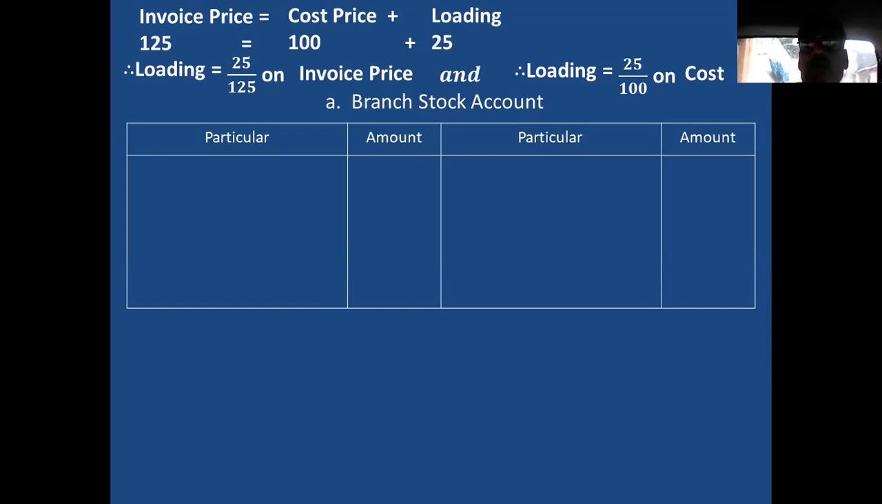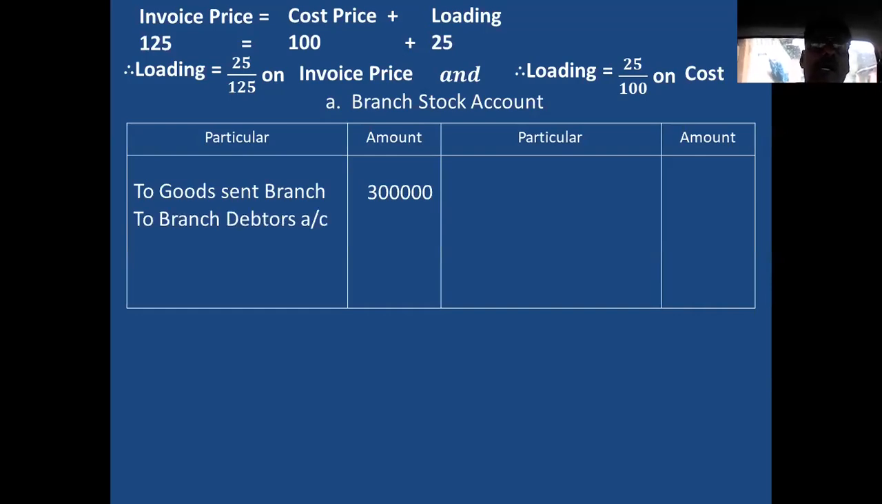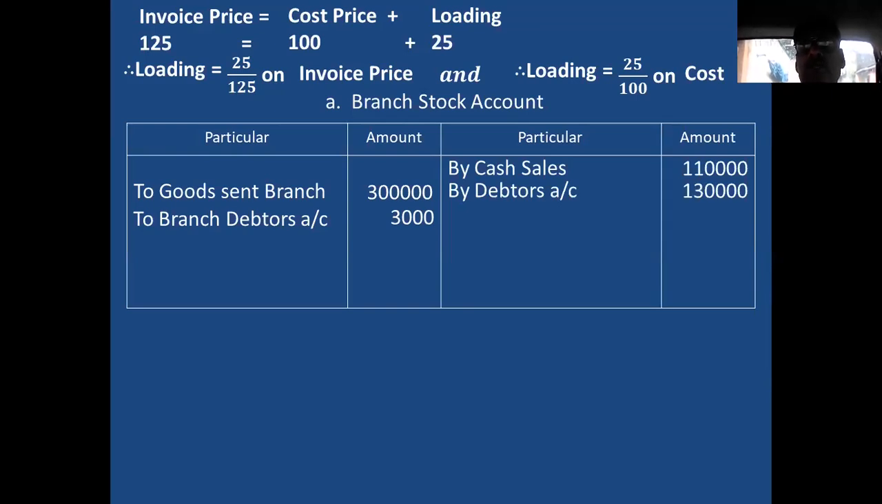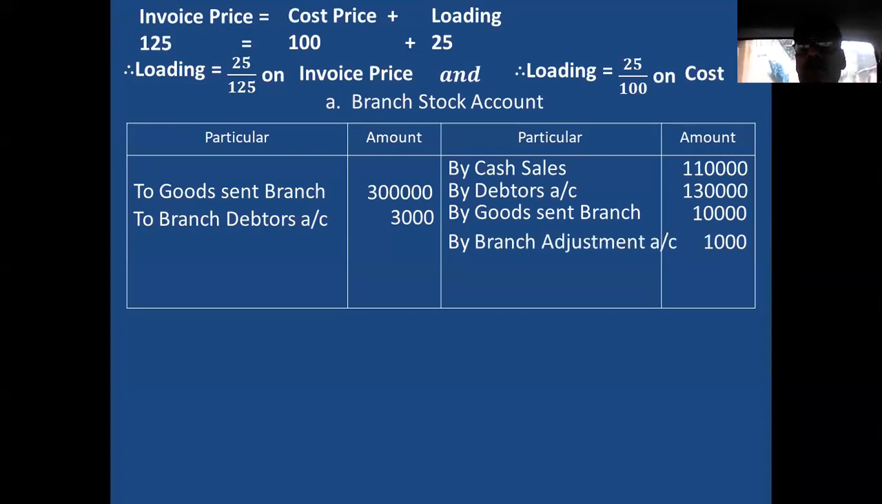In the branch stock account, there are only two items on the debit side: to goods sent to branch is 3 lakh, and returned by customer, sales return, is 3,000. Then come to the credit side. By cash sale 1,10,000. Credit sale is recorded as by debtors account, that is 1,30,000. Cash sale and credit sale are completed. Third is return to head office, 10,000. Then fourth is branch adjustment account deficit, which you write here, that is 1,000.